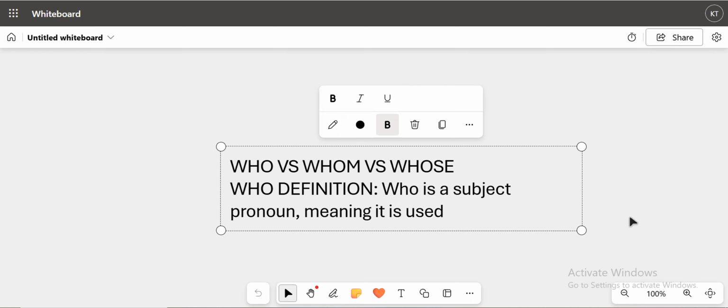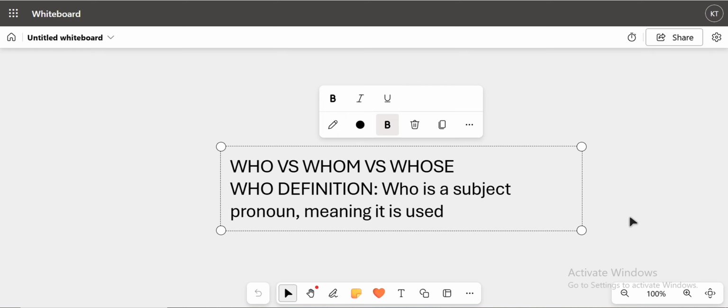Now, what we want to discuss, the topic today, is who versus whom versus whose. Now, how do we use each of these correctly in sentences? When we are speaking, when we are writing, how do we use each of these? Even when we see questions pertaining to this in examinations, how do we answer them correctly? Now, let's take it one after the other.